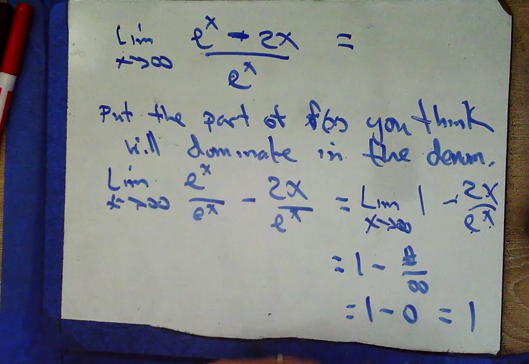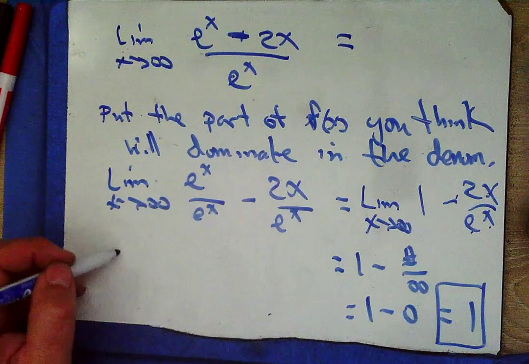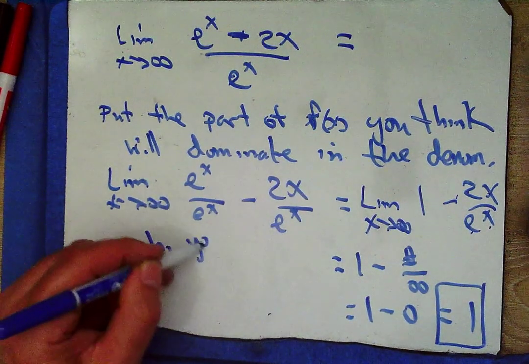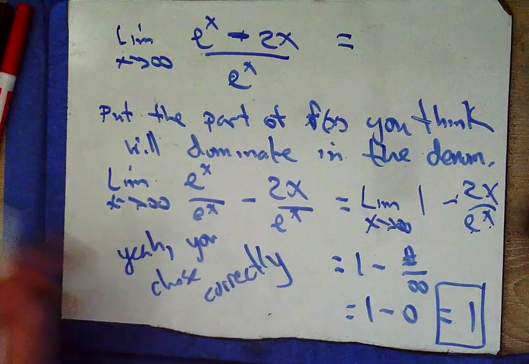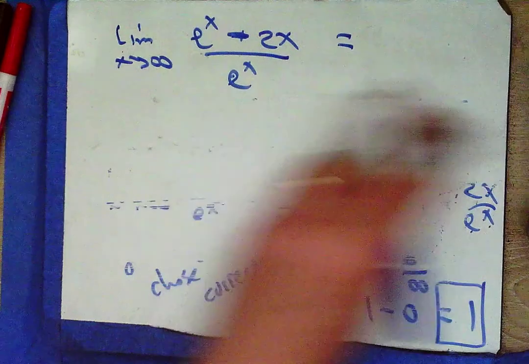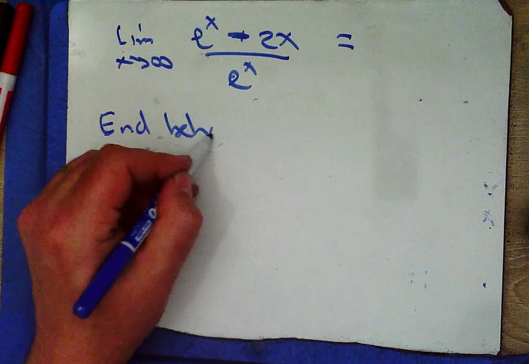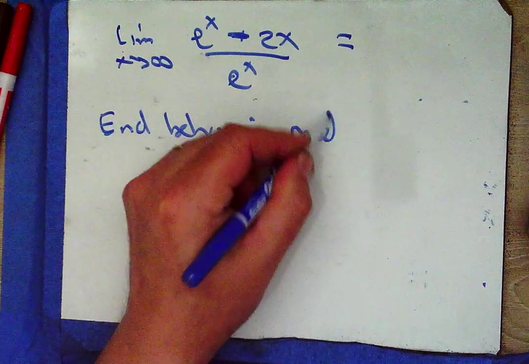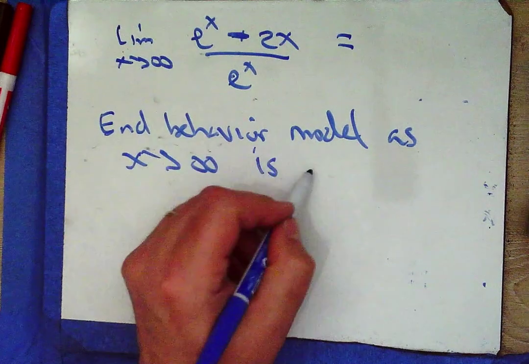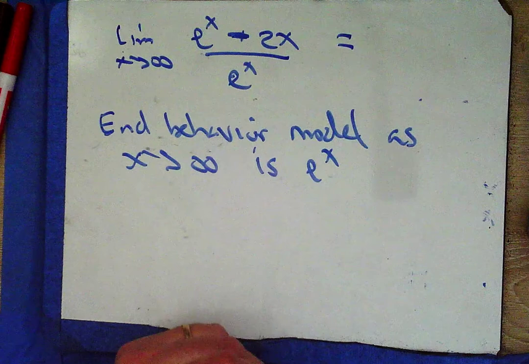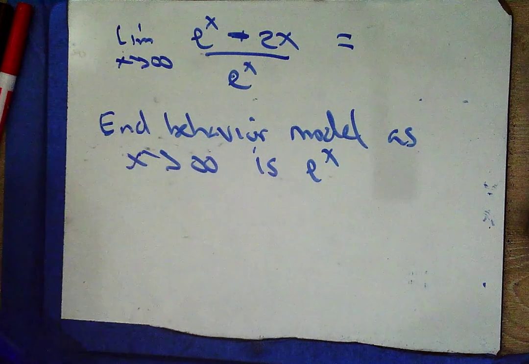Now, because I get 1 here, that tells me, yay, you chose correctly. And that means that the end behavior model as x heads to infinity is e to the x. But what about as x heads to negative infinity? Okay, let's think about that.